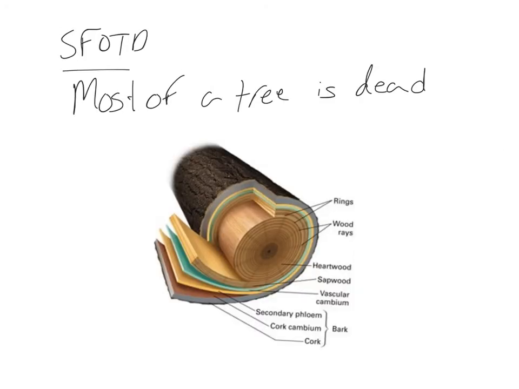Science fact of the day: most of a tree is dead. It's kind of a weird thing to think about, but most of a tree is not living. It's only the outer part of the tree that's living. And so you've got the bark right here that's living. You've got the phloem and the, what's it called? Oh, vascular cambium. Those things help get the nutrients and the water around the tree.